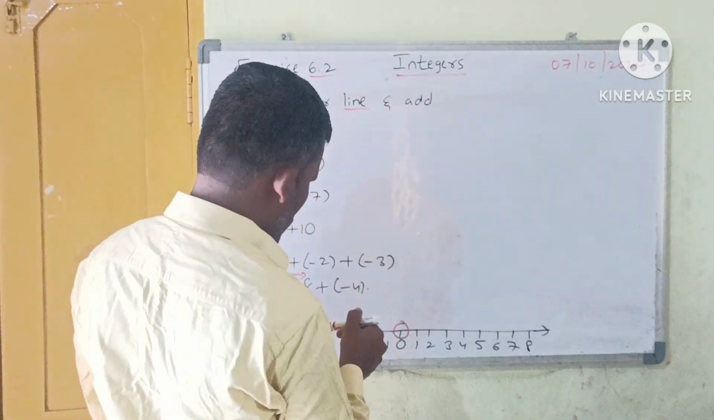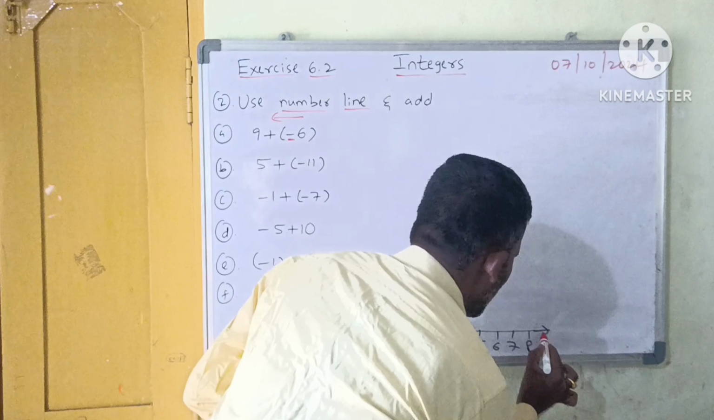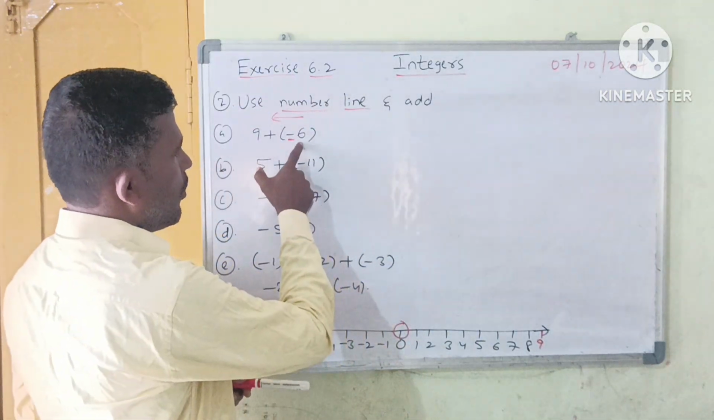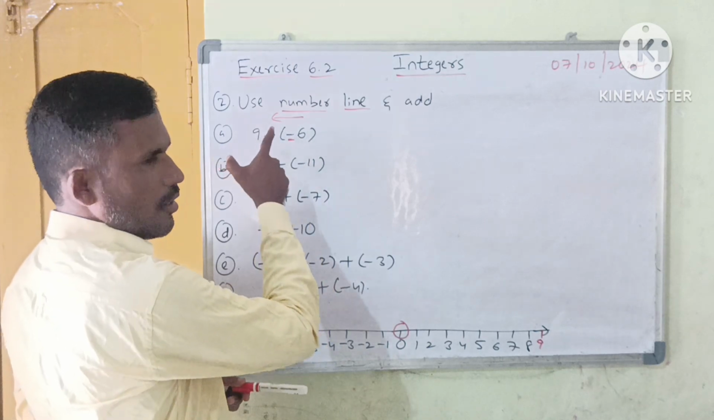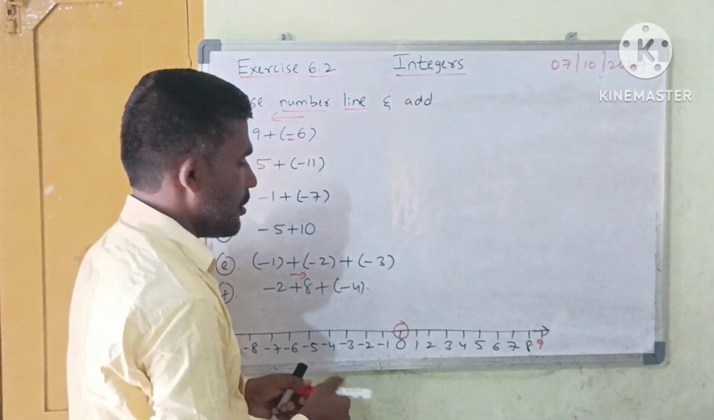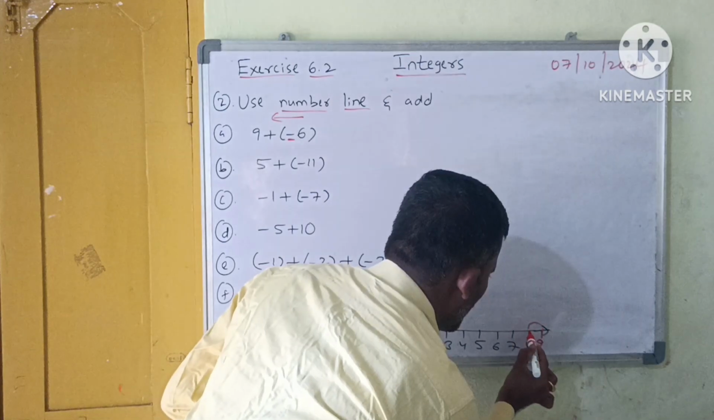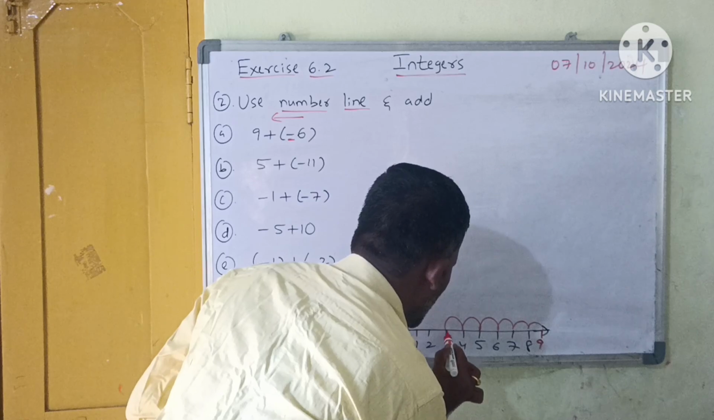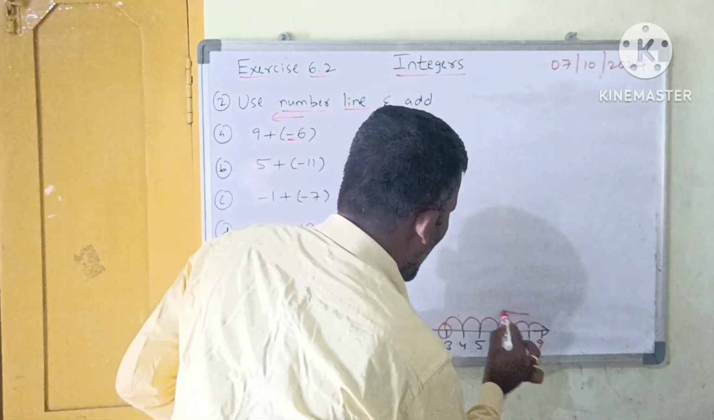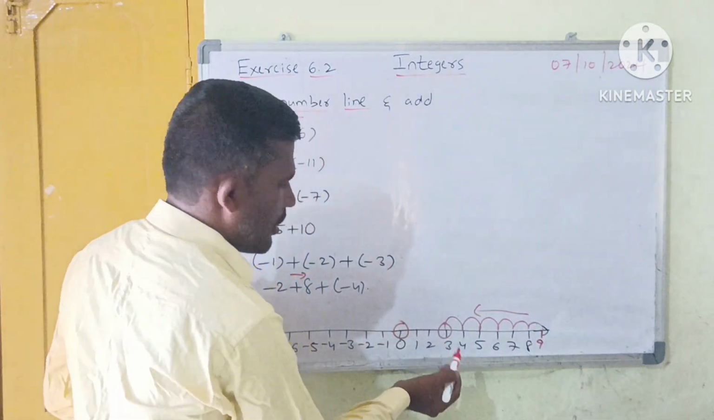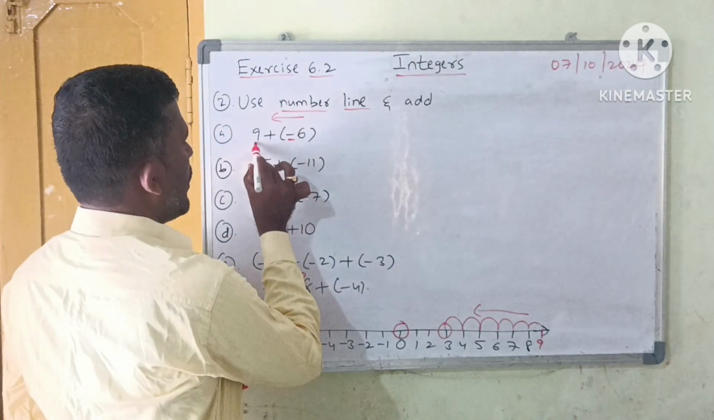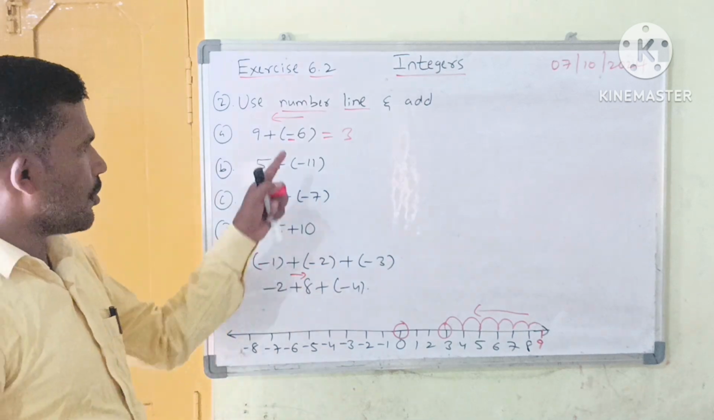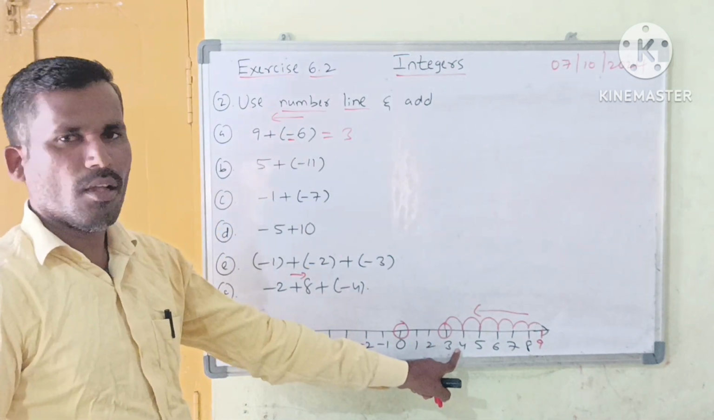So from the 9. So where is 9? Here 9. So how many steps you have to move? 6 steps to the left side because here minus. So 6 steps is 1, 2, 3, 4, 5, 6. When we moved to the left side 6 steps, we stopped at 3 only. So therefore 9 plus minus 6 is nothing but 3, is the answer. So for this the number line is required.